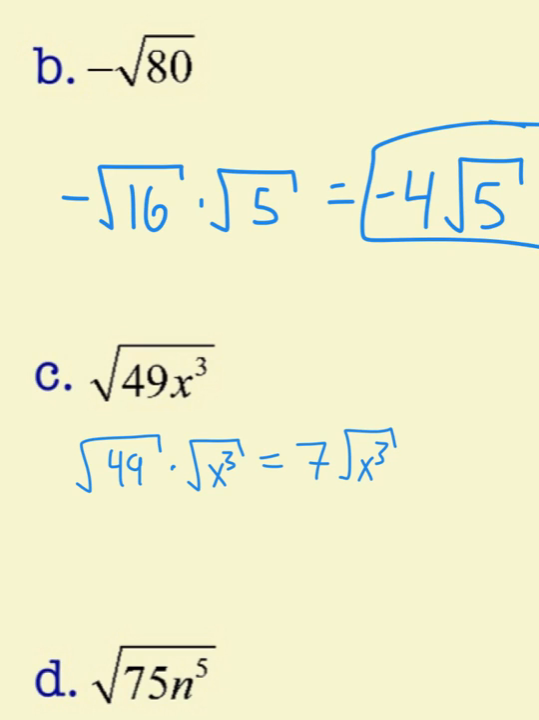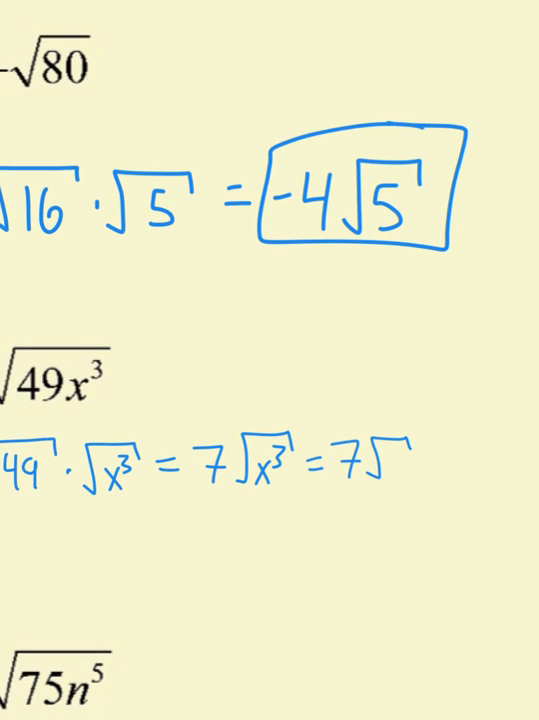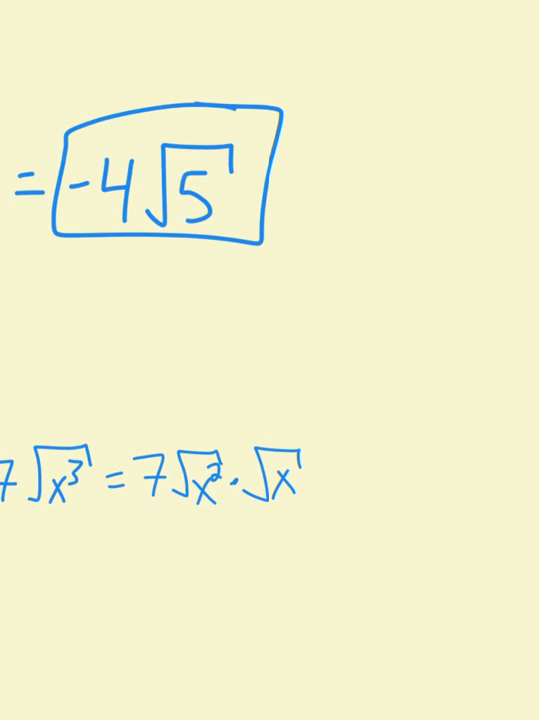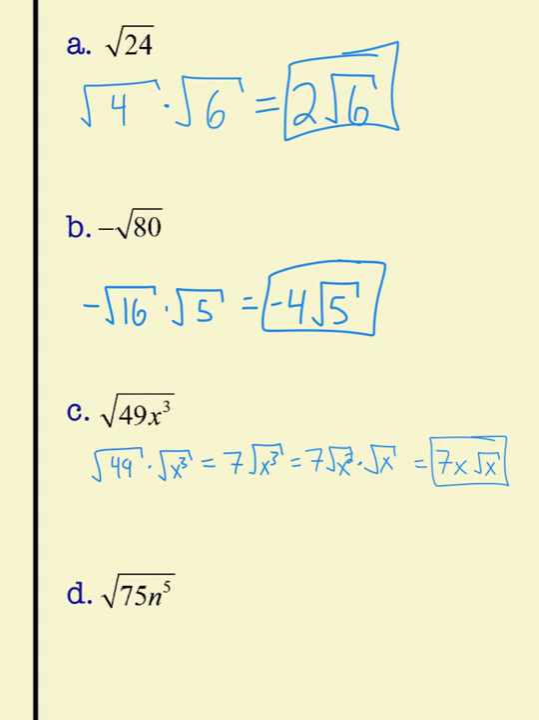So the square root of x cubed is the same thing as the square root of x squared times the square root of x. So then when I simplify that, I take the square root of x squared, which is x, and I still have the square root of 1x, or x to the power of 1, under the square root sign. And that's our final answer, 7x square root of x.